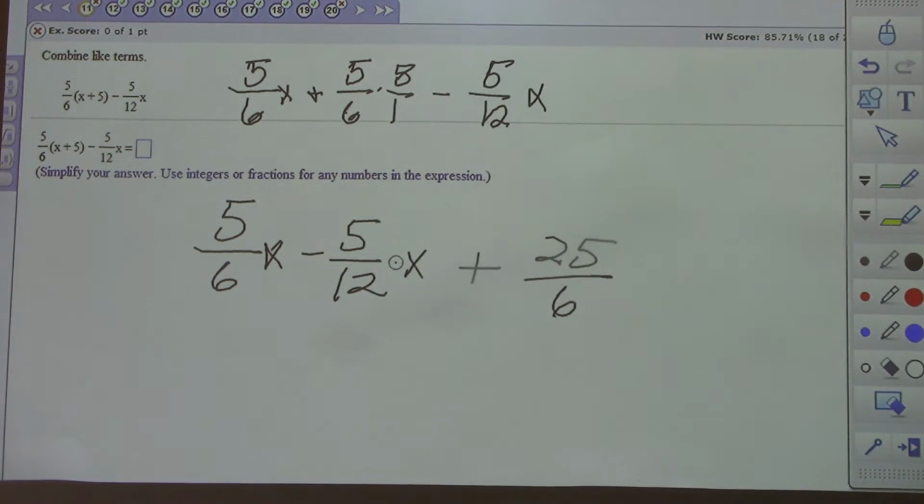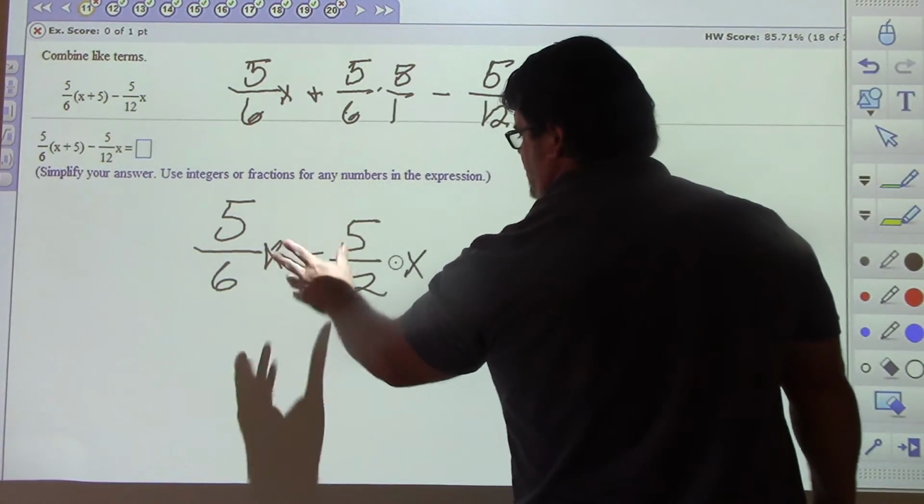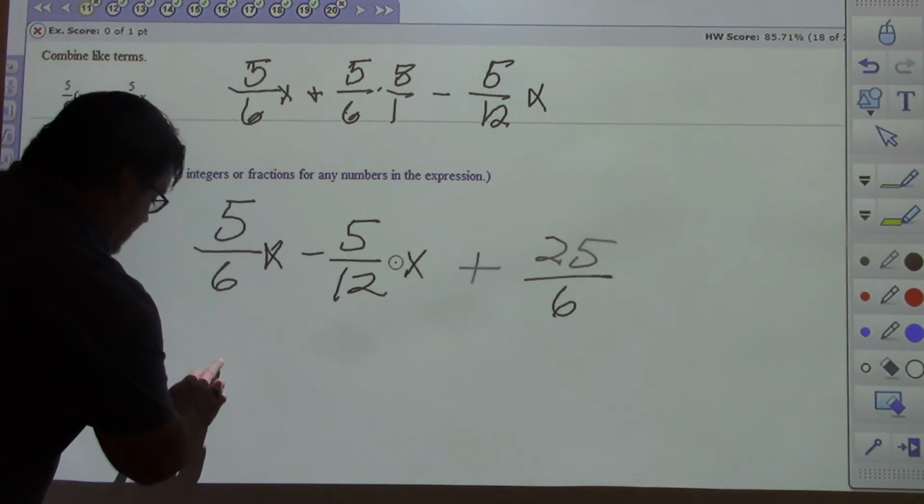Now, what do we have to do to add or subtract fractions? Common denominator.